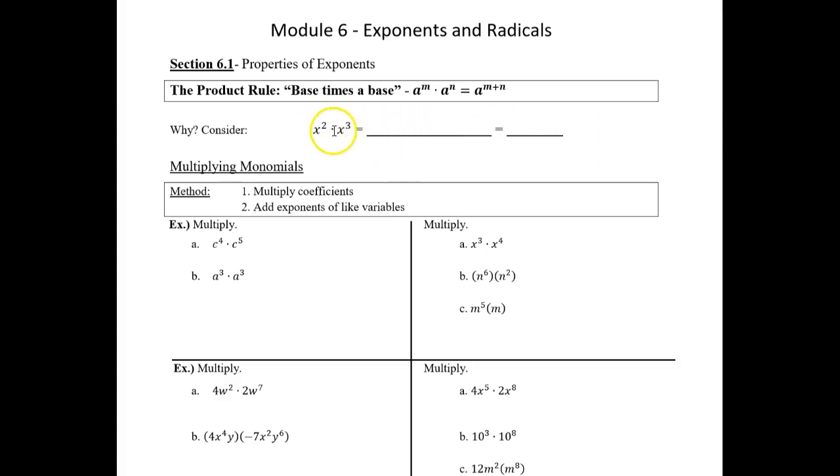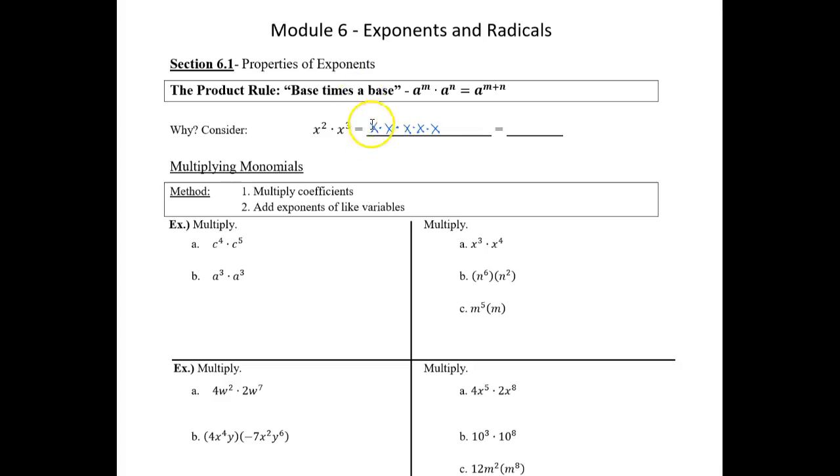I have x squared times x cubed. And I want to break it down to the very basic of what this means. What does it mean to be x squared? Well, x squared means x times x, right? Same thing with x cubed. It means x times x times x. So it times itself 3 times.